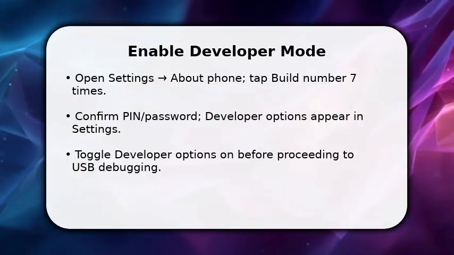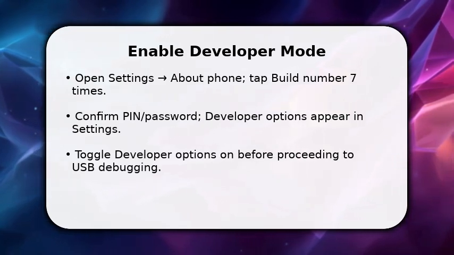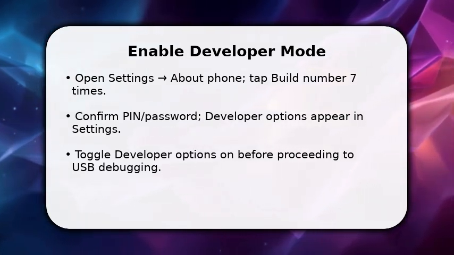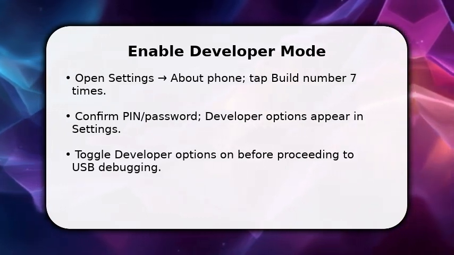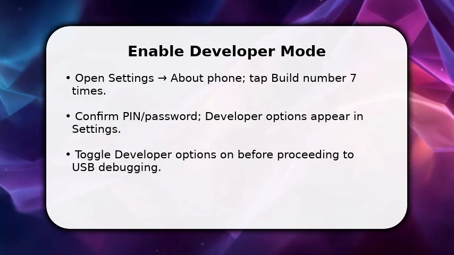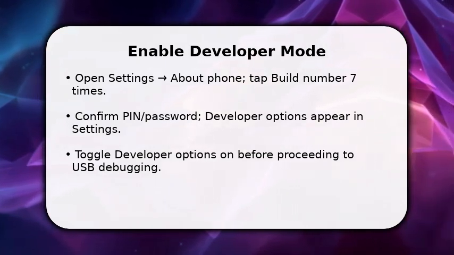You start by enabling developer mode on the device so the system will expose USB debugging. Go to Settings, About Phone, and tap build number 7 times. You'll see a brief confirmation. Once done, enter your lock PIN or pattern to confirm.